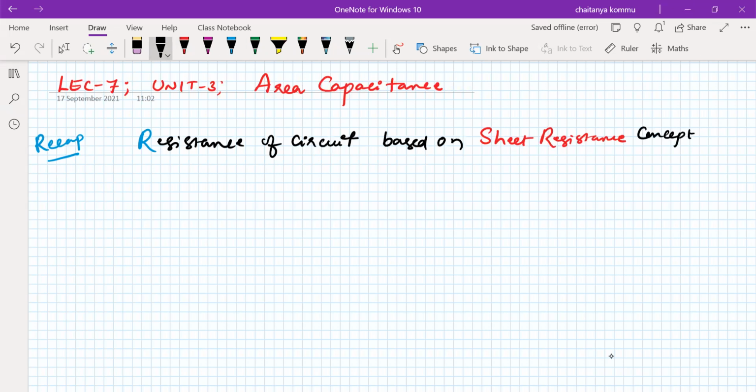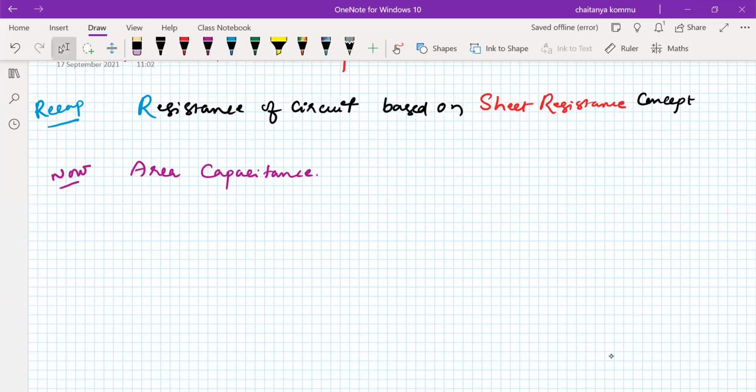Okay, so today we would like to discuss another important concept called area capacitance. The circuit normally produces, inherently, MOS structures that produce capacitances. So what is the capacitance that is observed in these MOS circuits? Let us see where exactly these kinds of things are applicable.